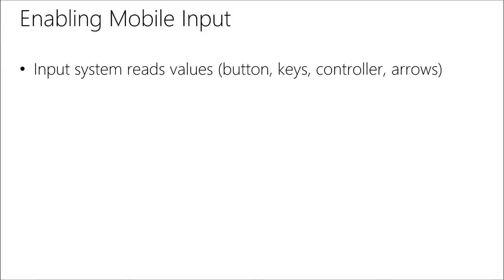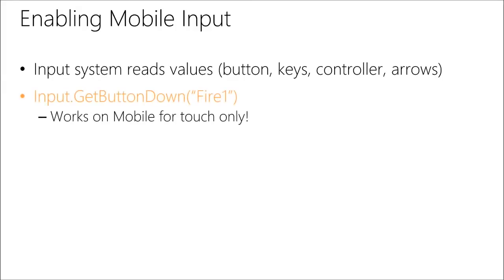A lot of customizable joysticks, but Unity has provided some basic ones built in to these standard assets. Now, the input system in Unity reads values. You can say Input.GetButtonDown("Fire1"), and if you're pressing your left control button or your left mouse button, it will turn true. And that one actually works for a touch on mobile.